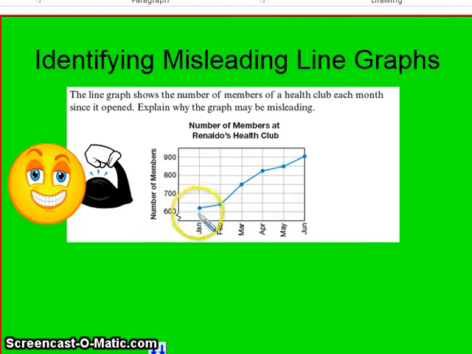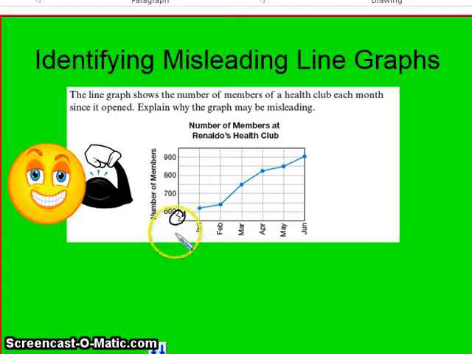Now notice that it starts out kind of low down here at January, and then as you go toward June, it goes up pretty high. It looks like it starts out at a really low number, like they started out with very few members. But if you look over here on the left side on the y-axis, they actually started out with over 600 members. Now, what makes this graph misleading is this thing right here.